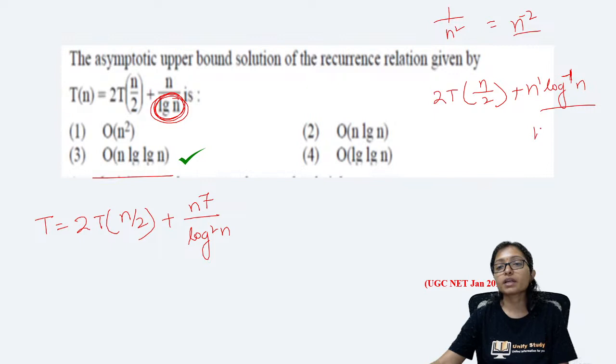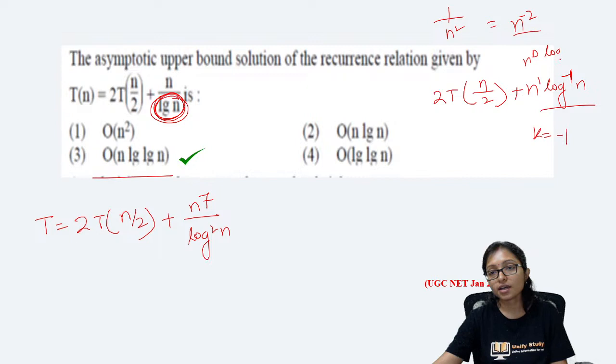So what is the k value? K value is minus 1. It is n to the power d log to the power k n. So k value is minus 1, d value is 1. Okay, got it. Now do this one.